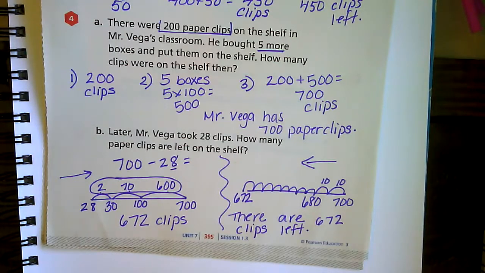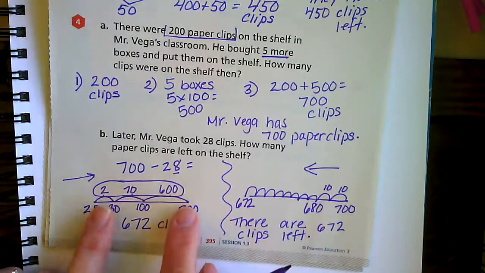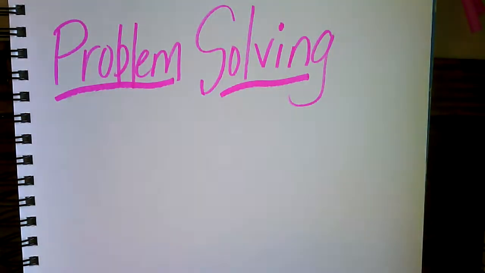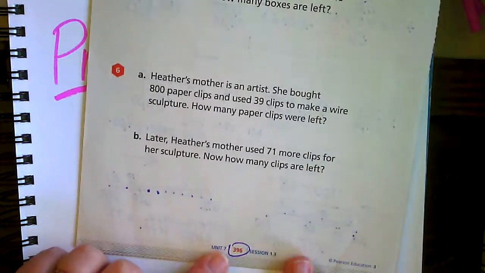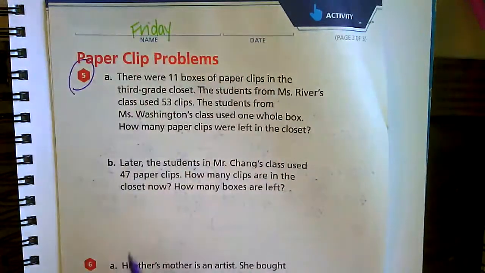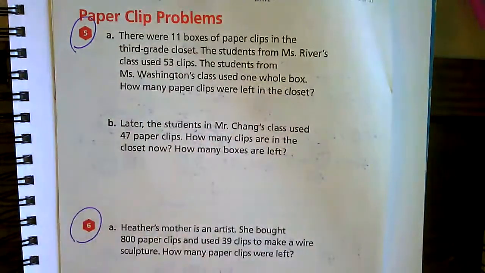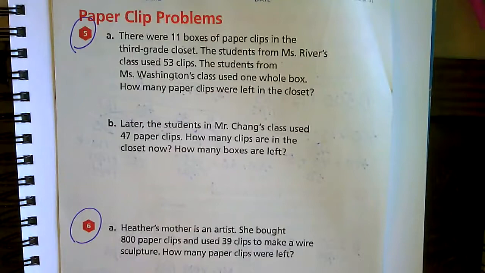Okay, and there's some problem solving with paper clips. Notice how we went slow. We take it step by step. If you're subtracting, find the difference. Use those number line strategies to help you. Your work today will be to complete page 396. That's the back. Questions 5 and question 6. So go ahead and try those two. Take your time. There's a couple steps in each one. Okay, good luck.